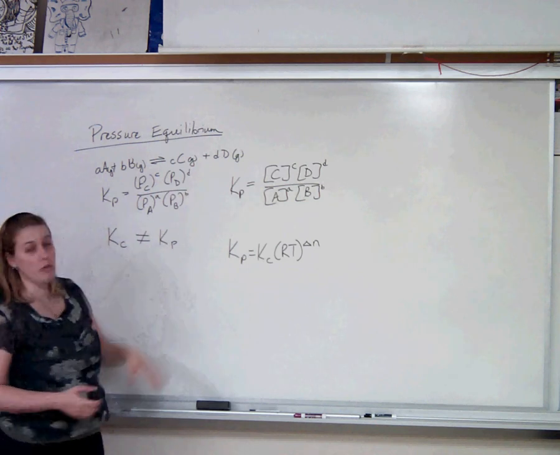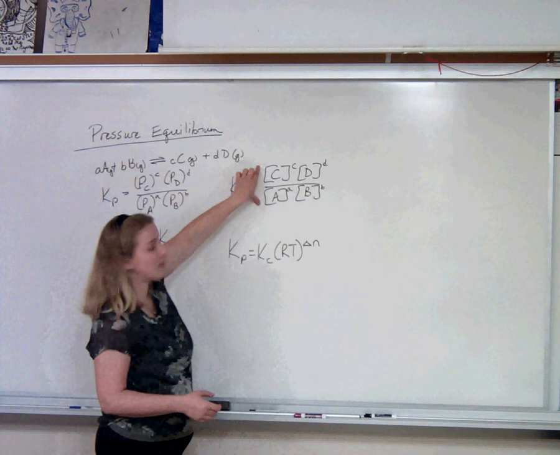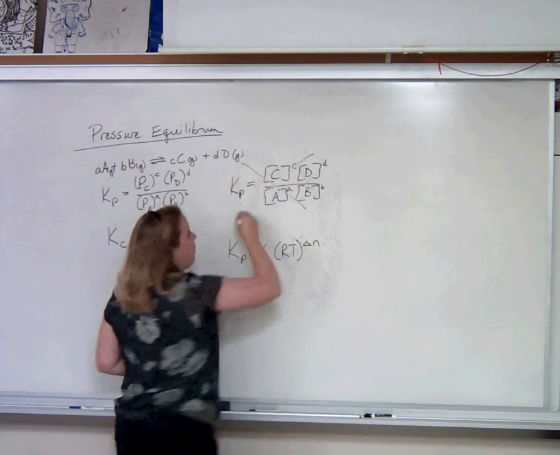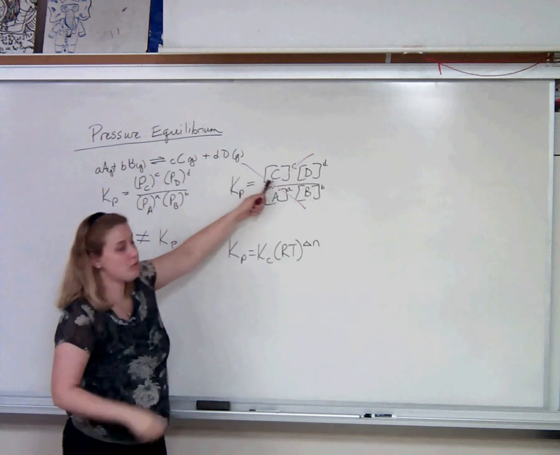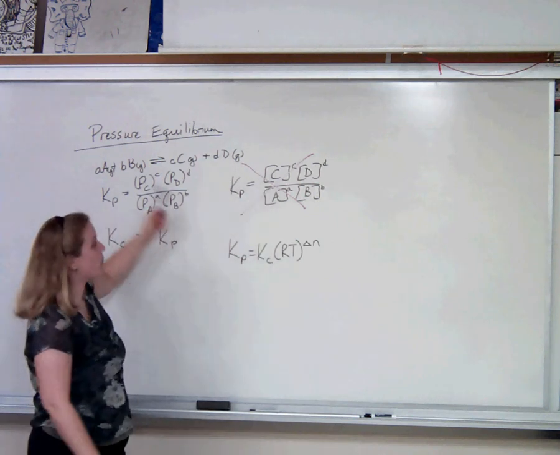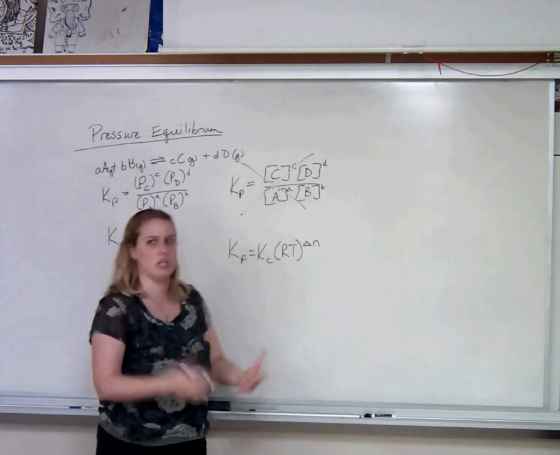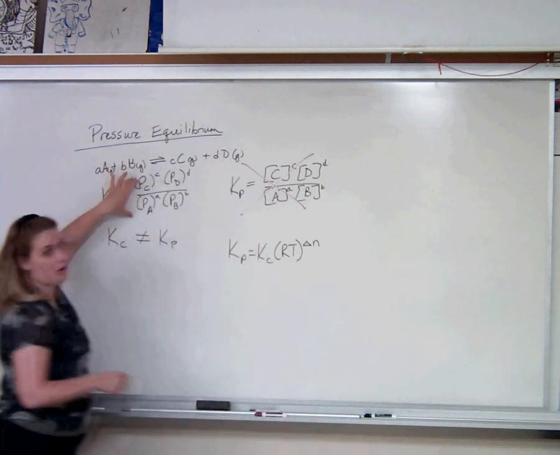If you, on the test, write Kp and then you put the things in brackets, they will count this absolutely wrong. You'll get 0 credit for that. If you're doing Kp, you are not doing concentrations, you are doing pressures. And they want to make sure you understand what these brackets mean. They mean concentration. P stands for pressure. So make sure you get that right on the test.